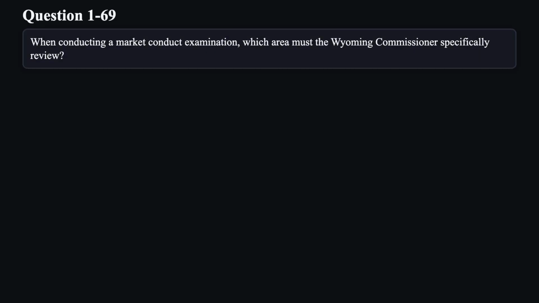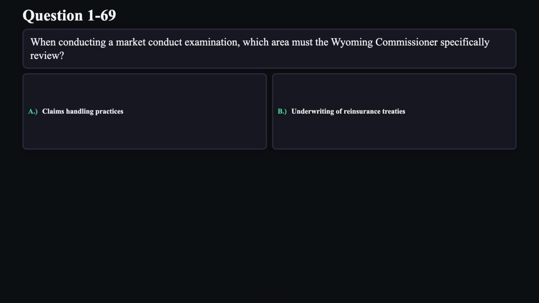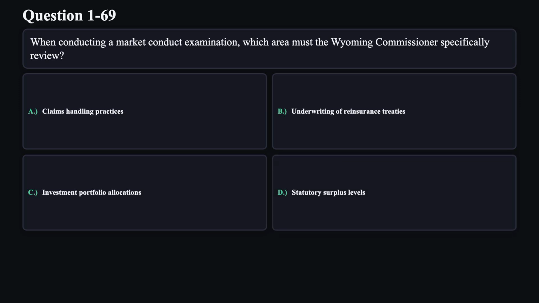Question 69. When conducting a market conduct examination, which area must the Wyoming Commissioner specifically review? A. Claims handling practices. B. Underwriting of reinsurance treaties. C. Investment portfolio allocations. D. Statutory surplus levels.